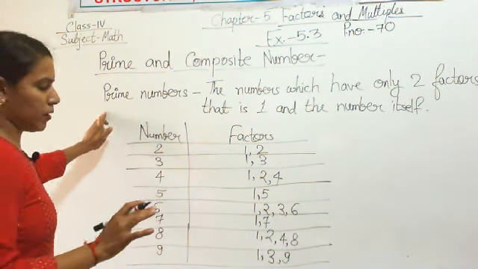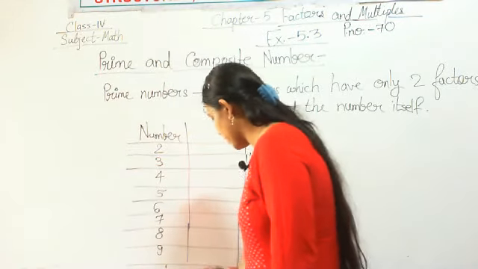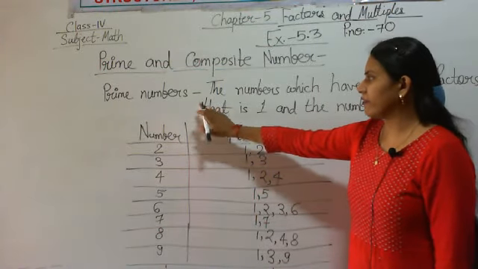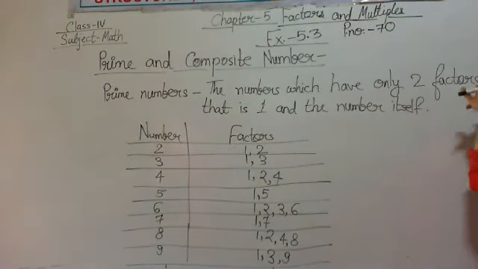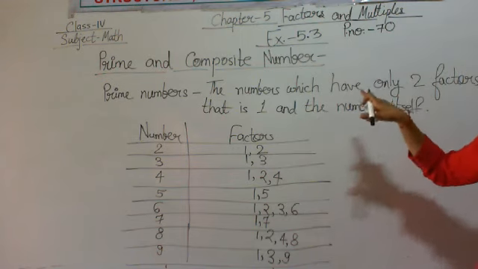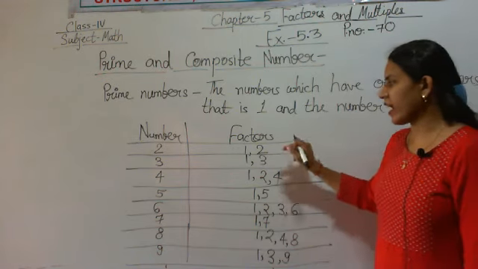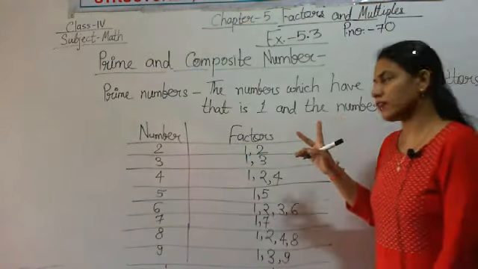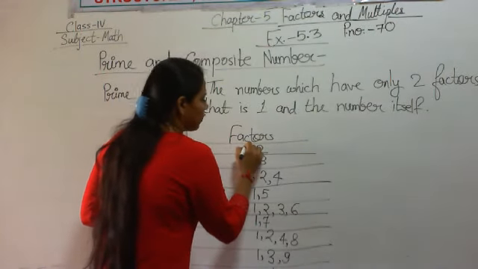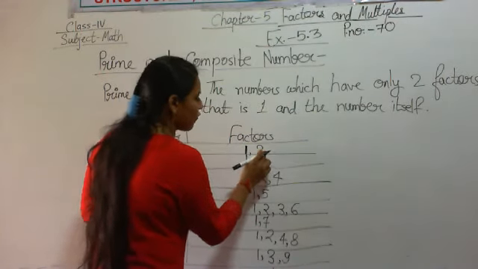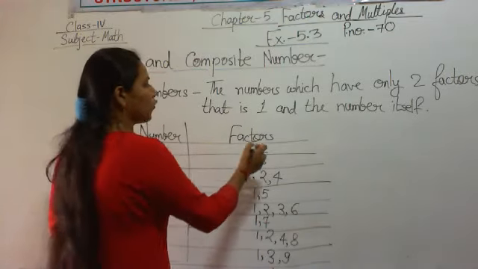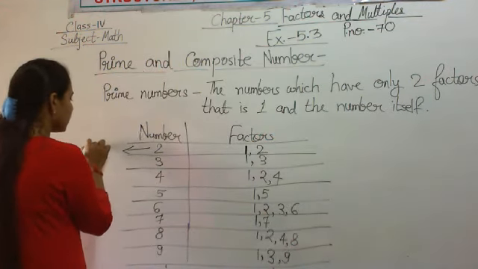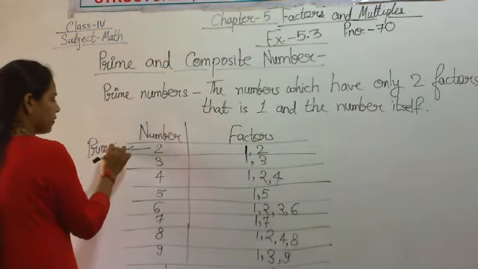Okay, we can find the factors for all the numbers. So what is the definition? The numbers which have only 2 factors, that is 1 and itself, are called prime numbers. Observe that the number 2 has only 2 factors, 1 and 2, and the first is 1 and the other is the number 2 itself. So 2 is a prime number.